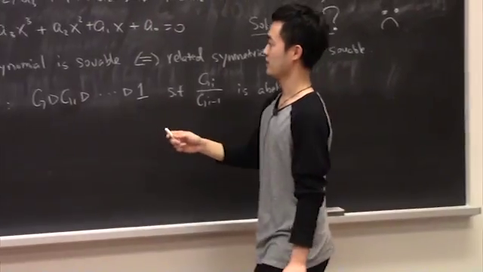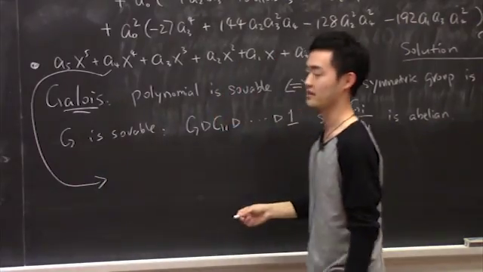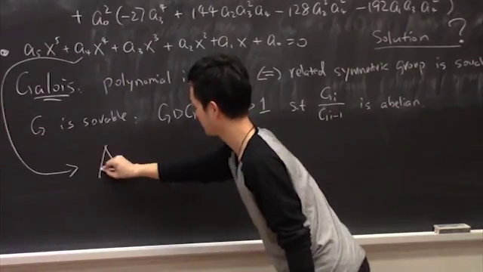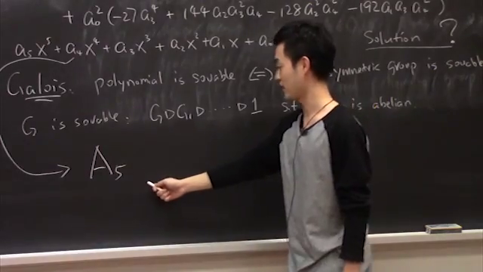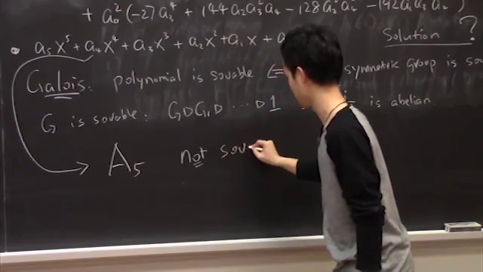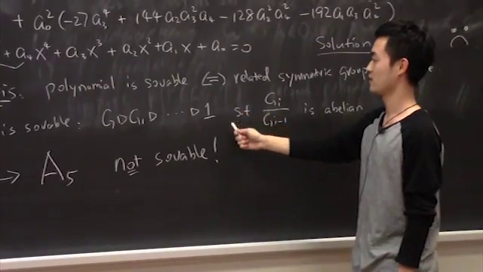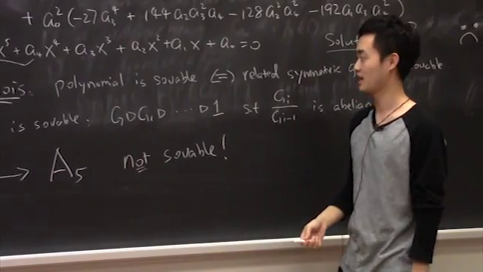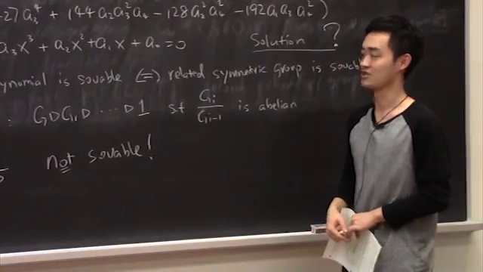It turns out that for polynomials of degree 5, i.e. the quintic polynomials, their related symmetric group is A5. This is the alternating group of order 5, and it's a known fact that this is not a solvable group. Hence, by Galois theory, polynomials of degree 5 are not solvable, i.e. there do not exist analytic solutions. This is our second example of applications of group theory.